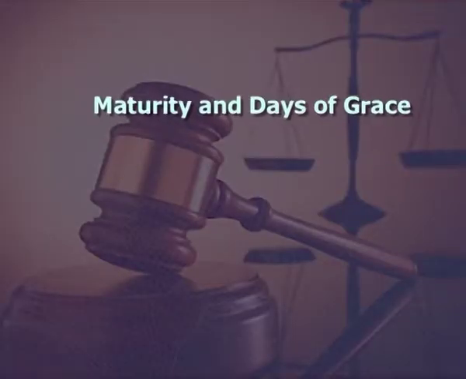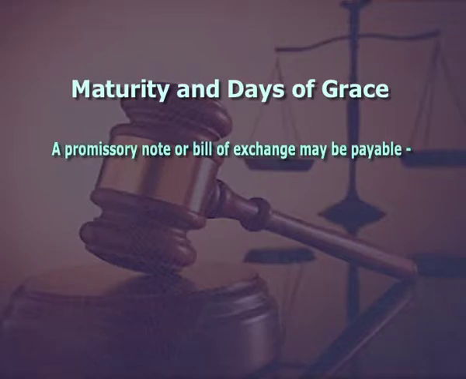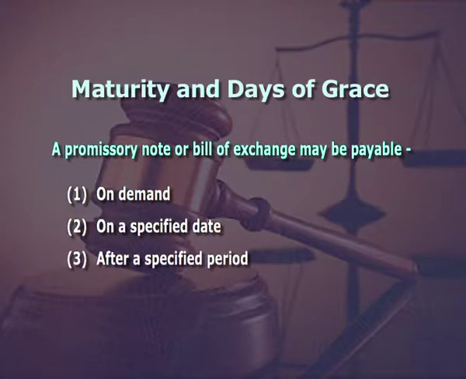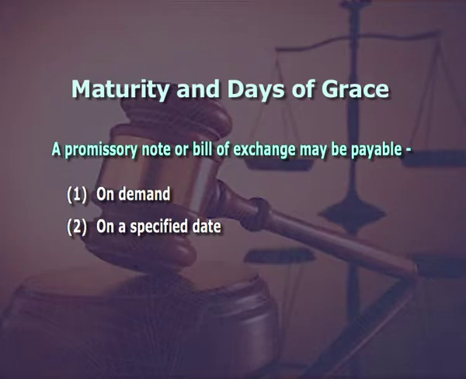Now, there are certain rules which are applied for both promissory note and Bill of Exchange and are related to the maturity and days of grace for both of them. Maturity and days of grace. A promissory note or Bill of Exchange may be payable first on demand, second on a specified date and lastly after a specified period. In case 1, the amount is payable on the instrument when the demand is made, while in case 3, date of maturity has to be calculated.